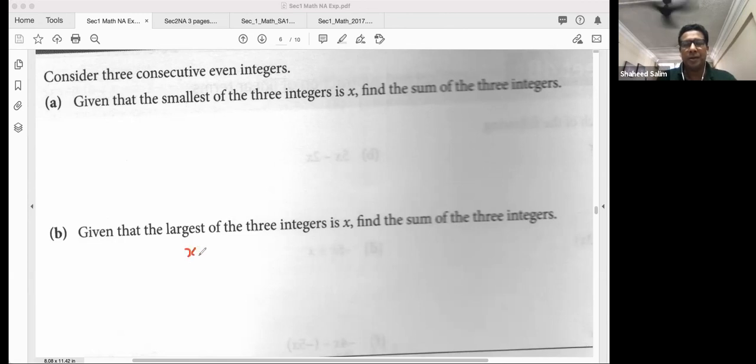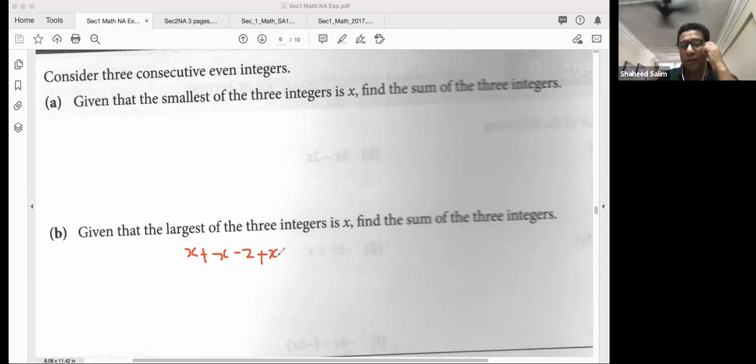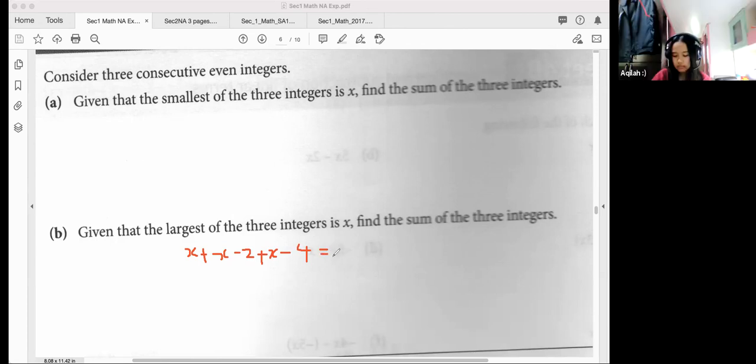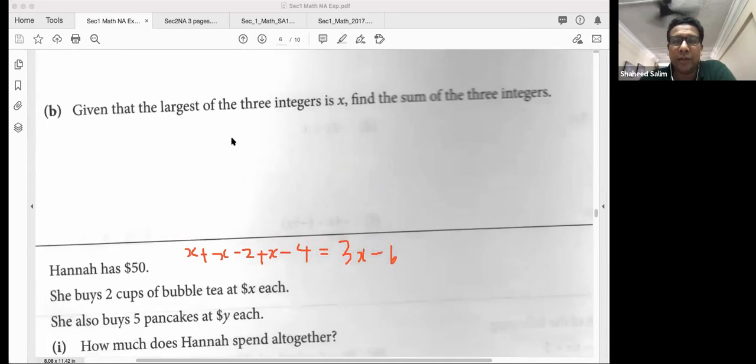Yeah, so can you simplify it? So you are getting it like that, right? Simplify means to neaten the expression. So your answer will be 3x minus 6. Well done, 3x minus 6. Okay, good. So this is actually going to set you up for the next questions.